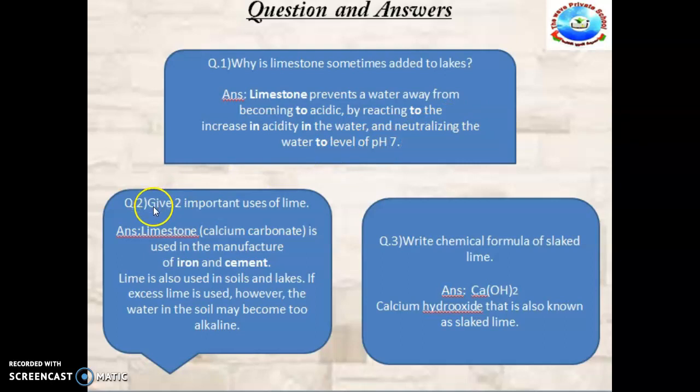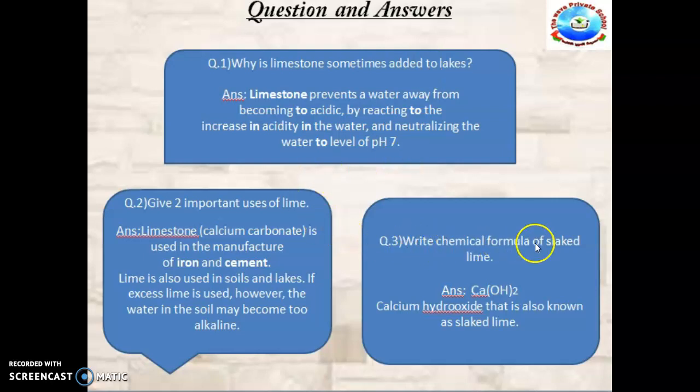Let's see question number 2. Give 2 important uses of lime. Limestone, that is calcium carbonate, is used in the manufacture of iron and cement, which we already saw in the uses of limestone, and lime is also used in soils and lakes. If excess lime is used, however, the water in the soil may become too alkaline. Got this? This is related to why limestone is sometimes added to lakes. Got it?